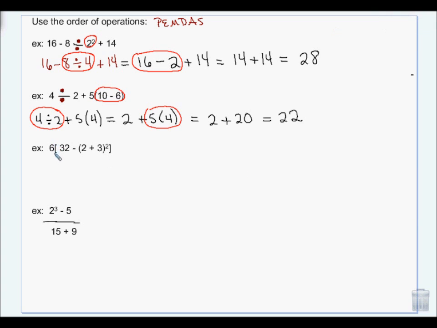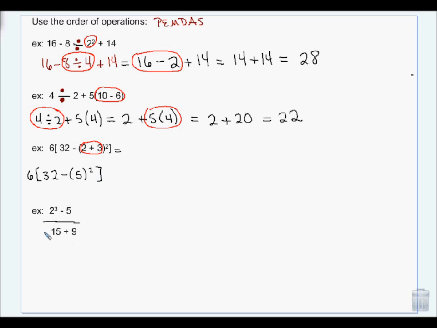These are brackets, and I have parentheses. So basically, essentially, I have parentheses inside parentheses. So you do what's in the very inside first. So I'm going to do this parenthesis first. And everything else I write down exactly the way it already was.